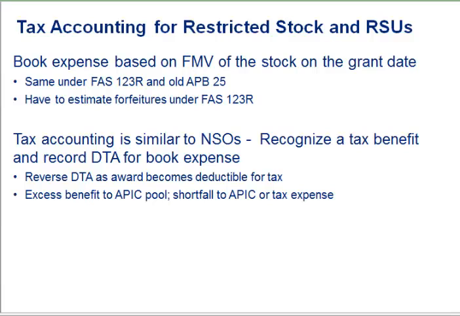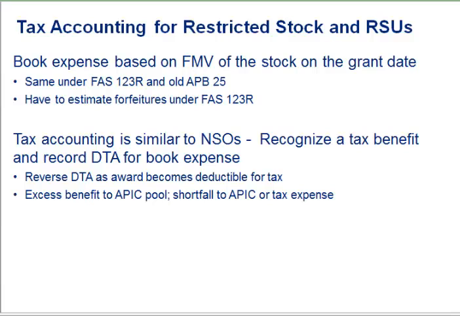Okay, so tax accounting for restricted stocks and RSUs. Now we're going to take all that fun about the types of instruments that exist, and we're going to talk about, well, how do we account for them? So for restricted stock and RSUs, like in the example I just covered with Gamma, I'm going to expense the value of the stock on the date that I grant it. Right? $10 in that example. And I'm going to expense it over whatever the vesting period is.